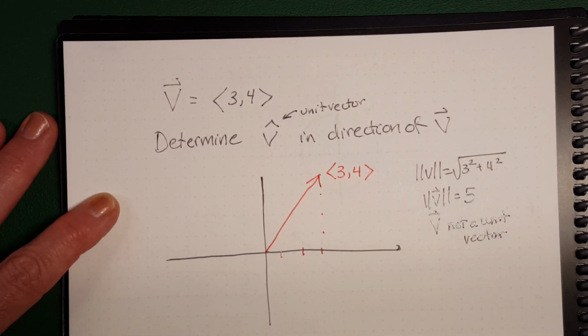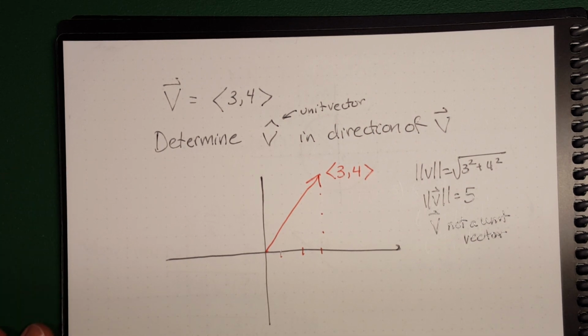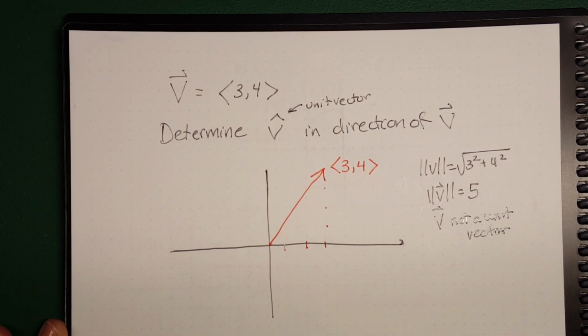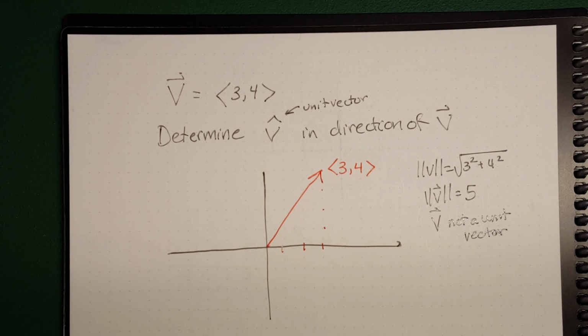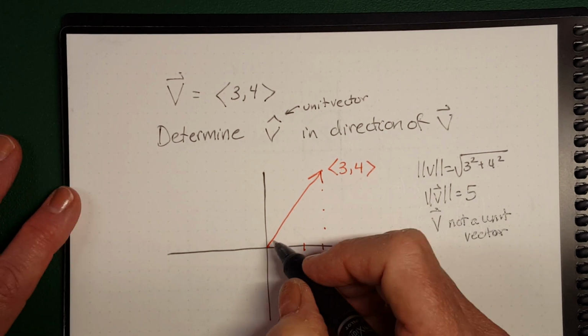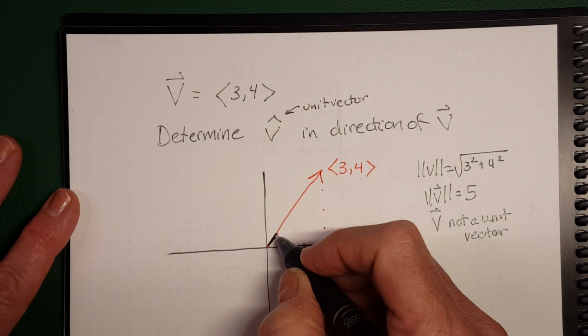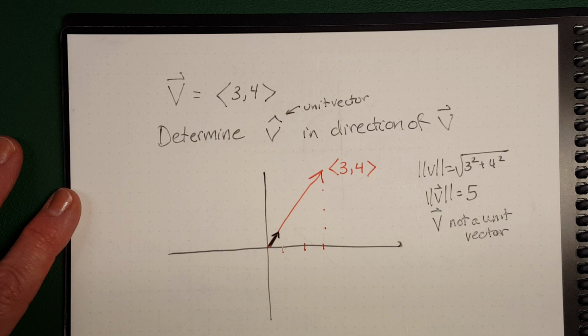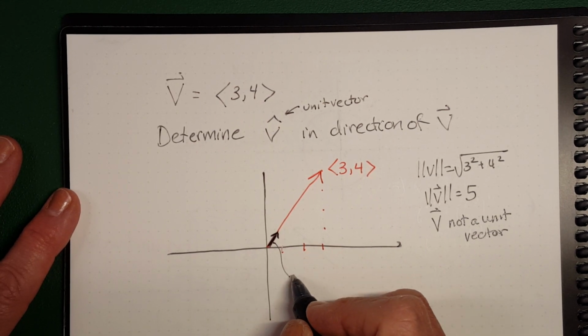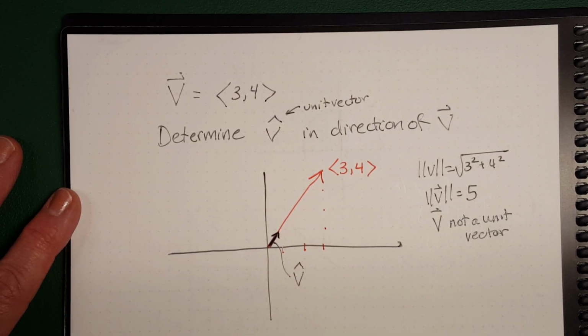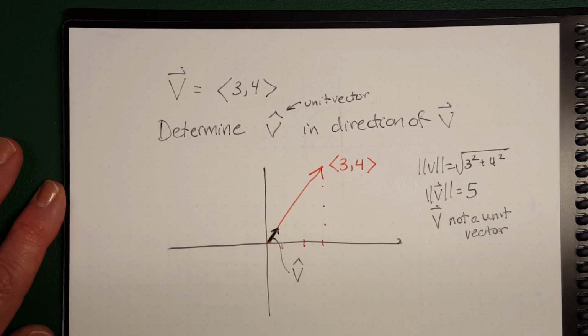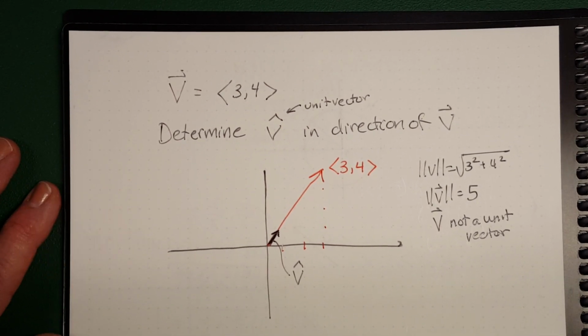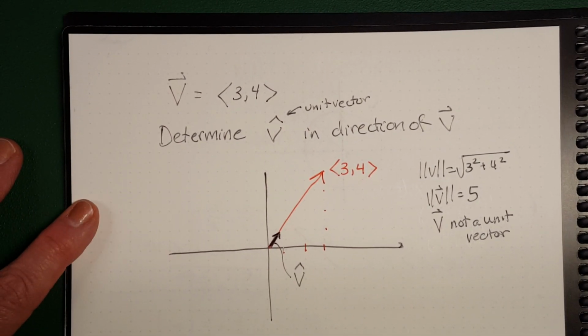So I want to find a vector that's a unit vector that points in the same direction as v. So what does that mean? I'm looking for a little vector down here that has a length of 1 that's pointing in the same direction as vector v. So that's the v hat that I'm looking for. And it's actually quite straightforward to find the unit vector in the direction of a vector.